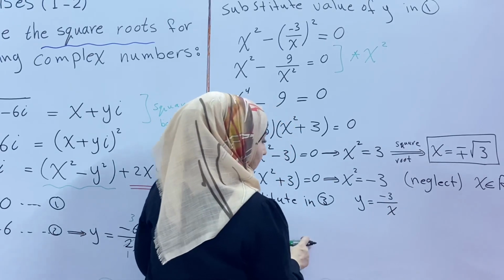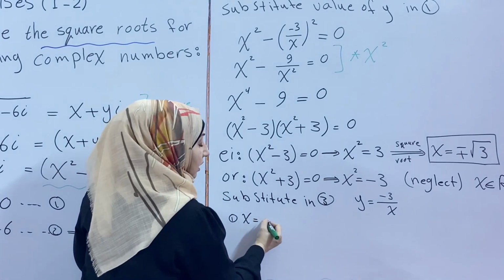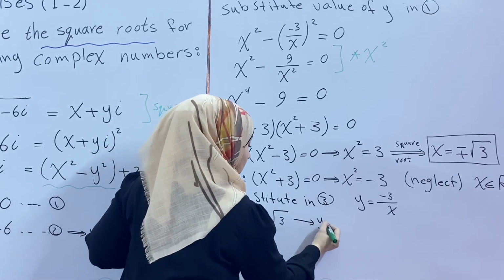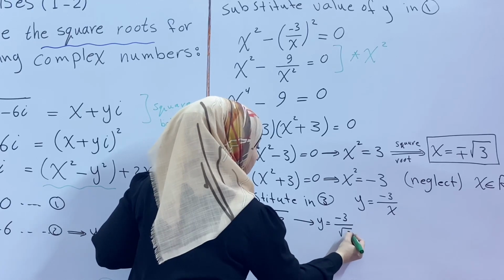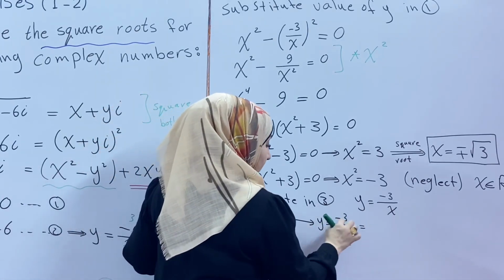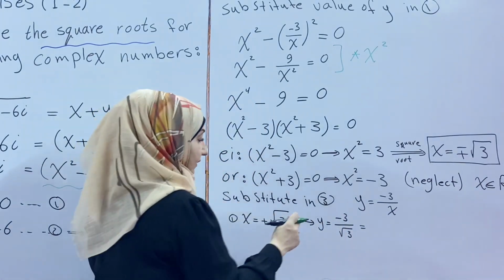So when we substitute the values of x, first when x equals positive square root of 3, that means y equals negative 3 on positive square root of 3, and that's equal negative 3. 3 comes from square root of 3 multiplied by square root of 3.